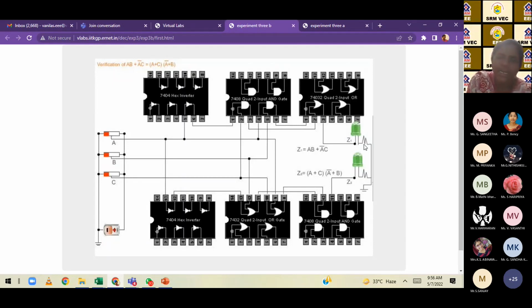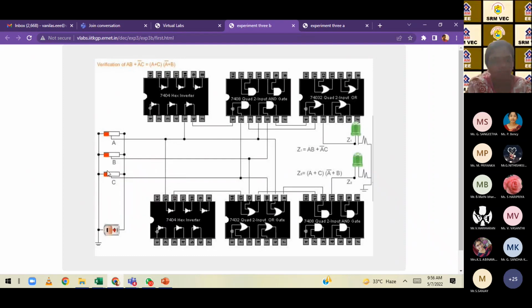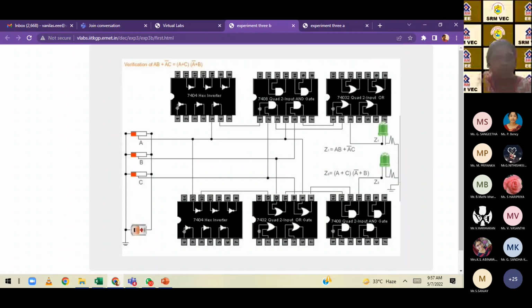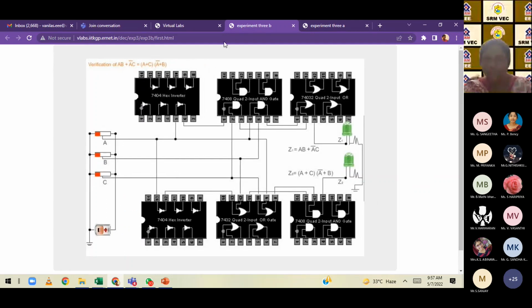Then with that Z1, the LED is connected in series with the resistor. Do you understand, students, in that case? Students, are you able to understand?